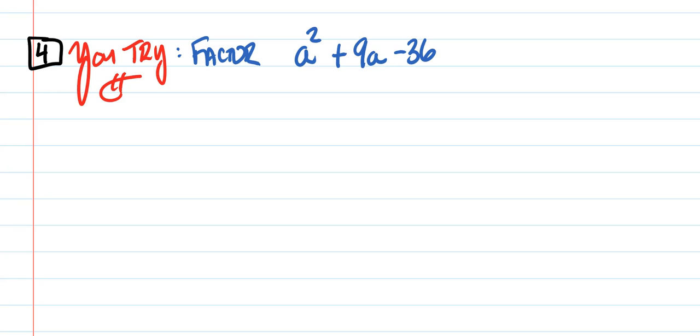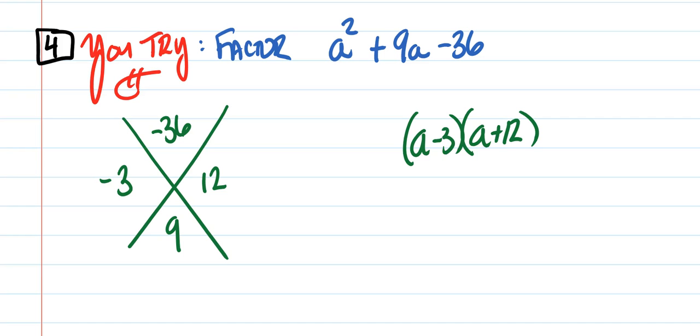Okay, box number 4 is a you-try. Go ahead and try and factor a squared plus 9a minus 36. Okay, hopefully you got the right answer of a minus 3 times a plus 12, because I need two numbers that multiply to negative 36 and add to positive 9. So 12 minus 3 is a 9, and 12 times negative 3 is negative 36.